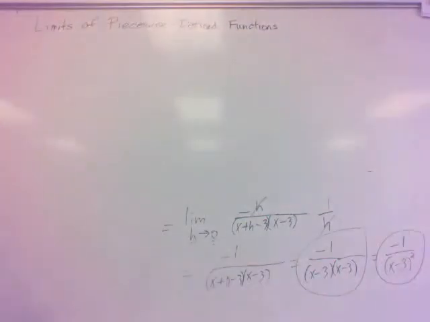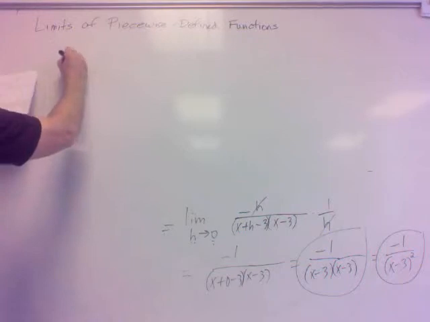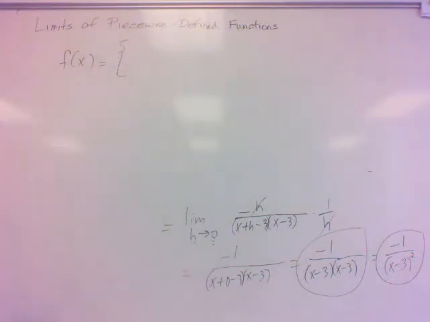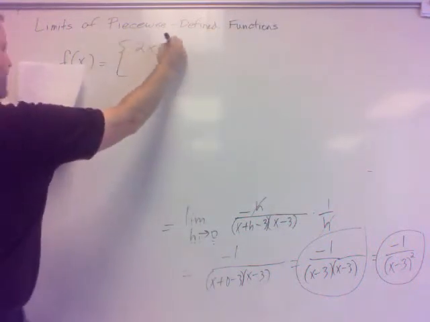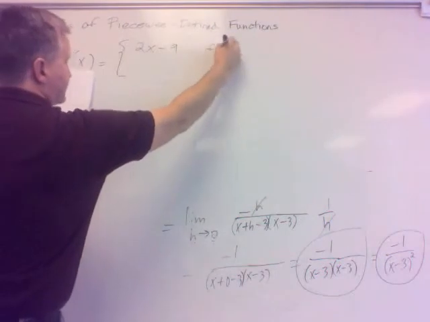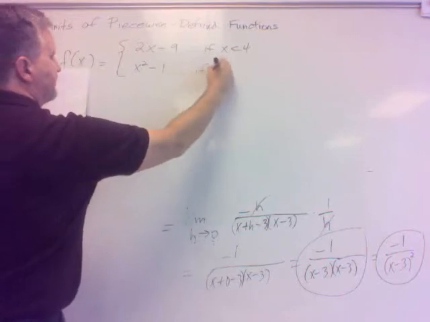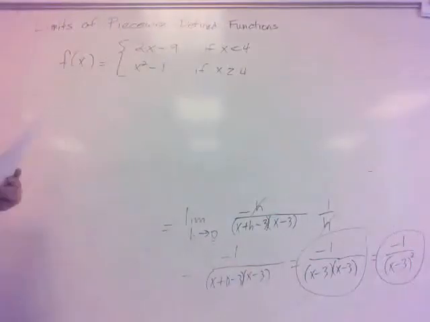All right, let's talk here a little bit about limits of piecewise defined functions. The ones where the function is defined in different parts, like f of x equals 2x minus 9 if x is less than 4, and then x squared minus 1 if x goes the other way, greater than or equal to 4.